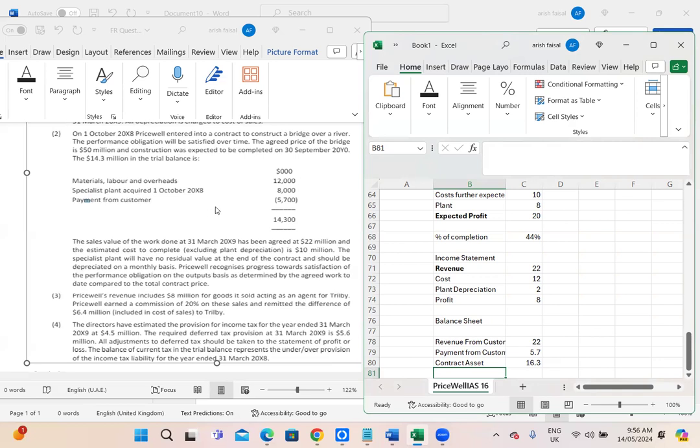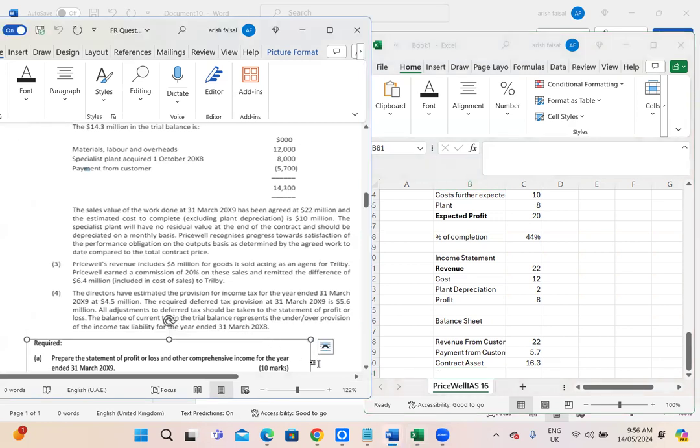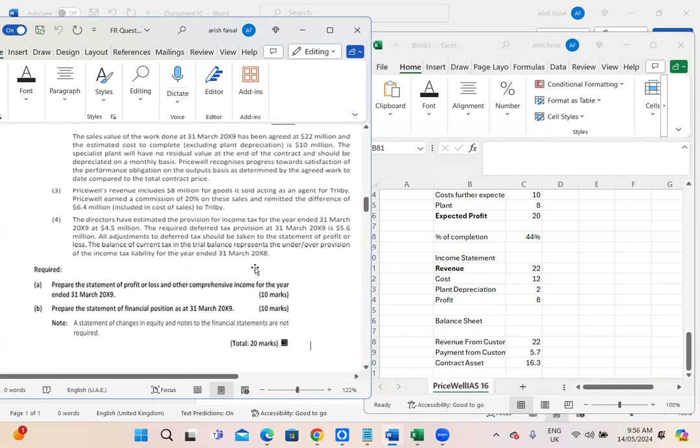Now that's the end of the second point, and now we can move on to the third point, which is the company's revenue includes 8 million for goods it sold acting as an agent for another company. Okay. Price will earn a commission of 20% on these sales and remitted the difference of 6.4 million included in the cost of sales to Trilby company. So now this is something which you have done wrong.